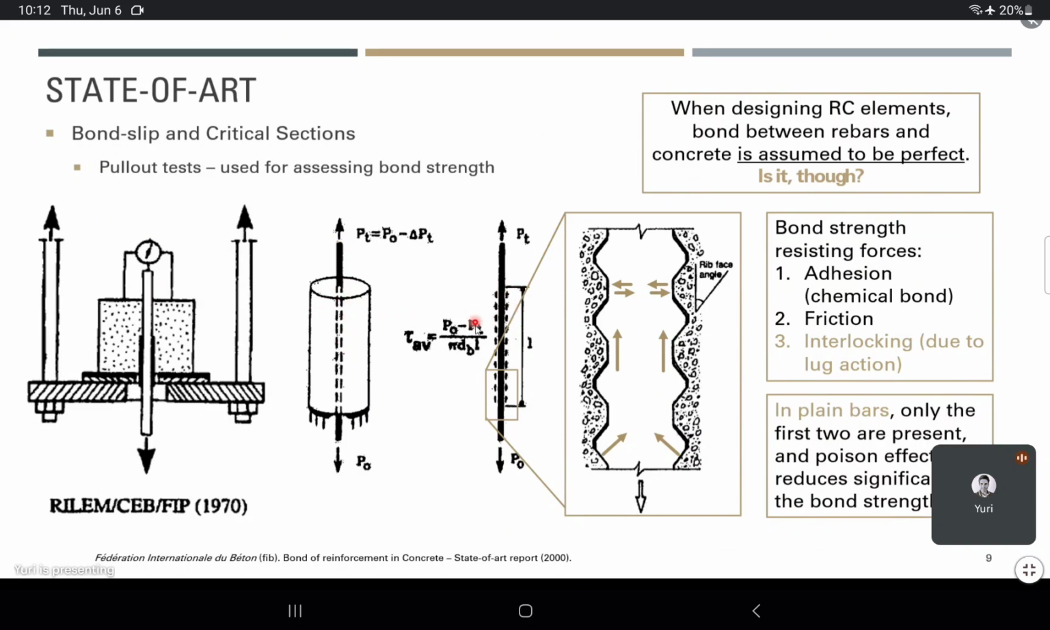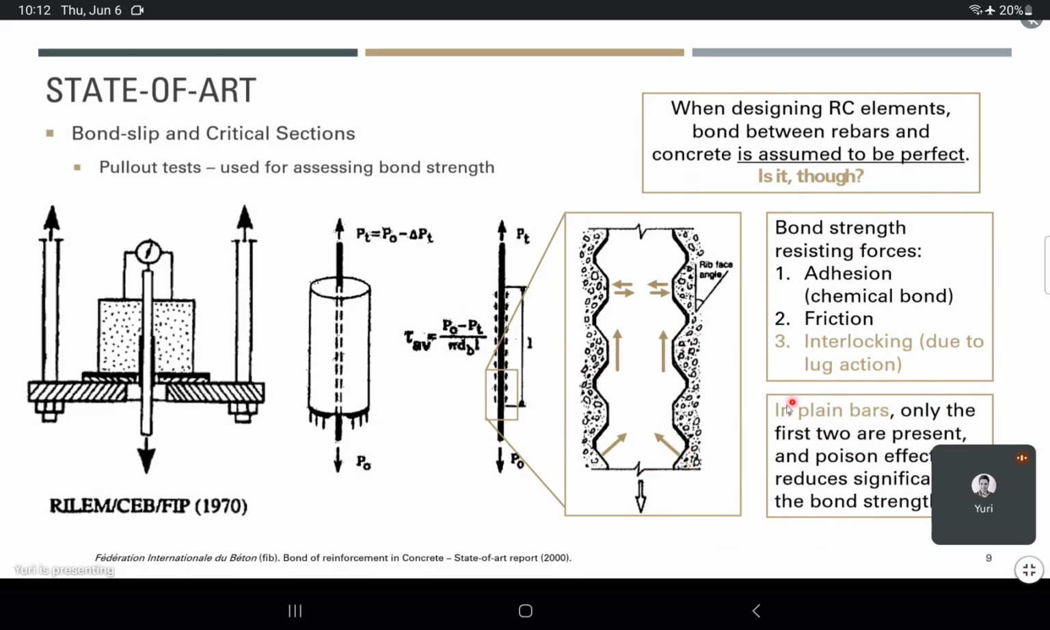And with that, we can actually pretty much define the bond stress. Okay, so talking about bond strength, we have pretty much three mechanisms of resistance. We have chemical adhesion, we have also friction between materials, and also we have, in the case of deformed bars, the indentations, what we call lugs. And a lot of the bond strength comes from the reaction of these lugs.